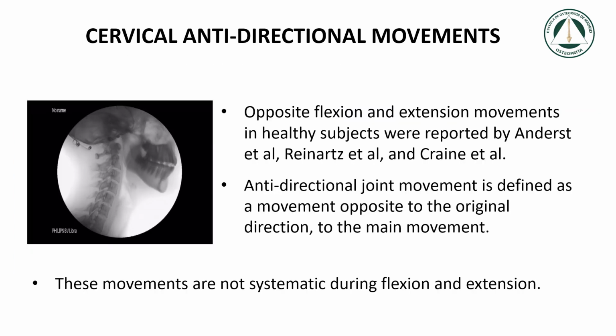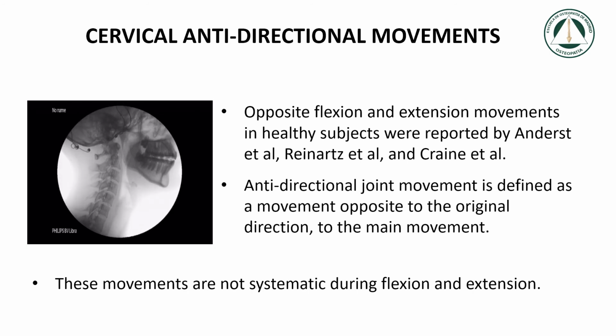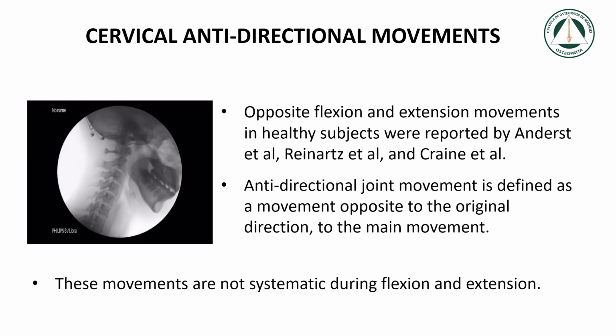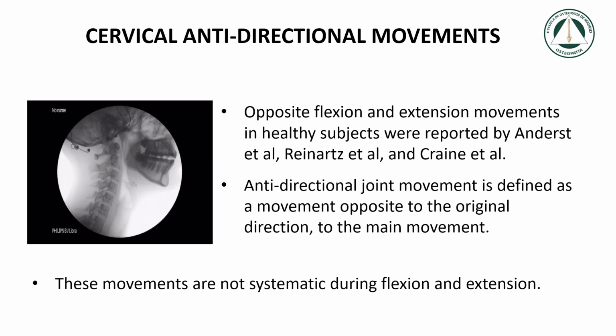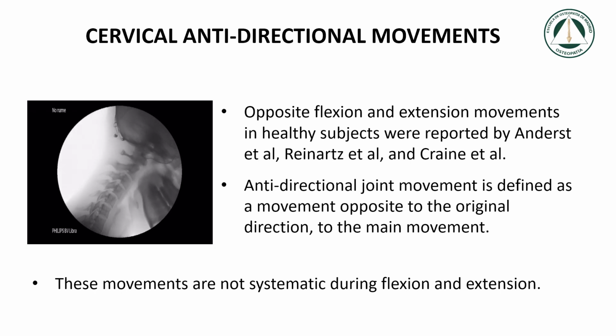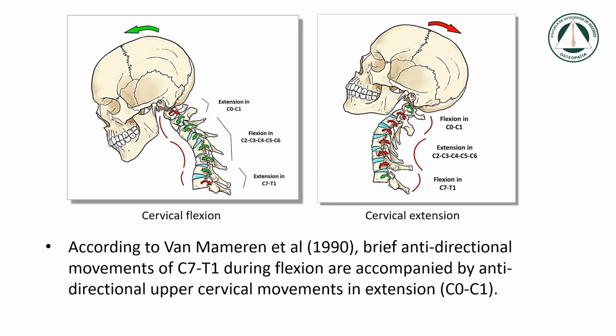Opposite flexion and extension movements in healthy subjects were reported by Anderst et al., Reinartz et al., and Crane et al. Antidirectional joint movement is defined as a movement opposite to the original direction, to the main movement. These movements are not systematic during flexion and extension. According to Van Mameren et al., 1990, brief antidirectional movements of C7-T1 during flexion are accompanied by antidirectional upper cervical movements in extension, C0-C1.